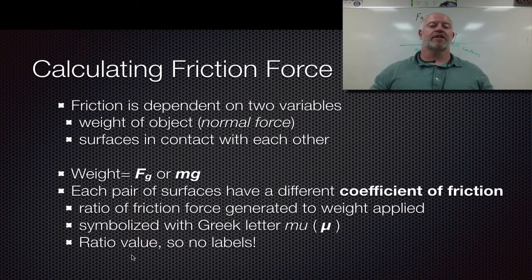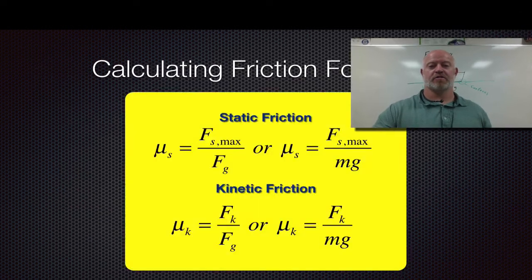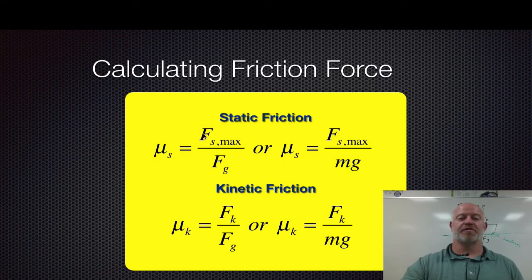Okay, so let's take a look at the actual equation that we use to generate the coefficient of friction. Now notice it's a force divided by a force, so newtons divided by newtons would be no label. So we can say that for static friction, the coefficient of friction, mu sub s for static, is going to be the maximum static friction value, so that peak of our graph from before, divided by the force of gravity. Over here, same idea, I just substituted in mass times g for the force of gravity, because often we need mass times g.